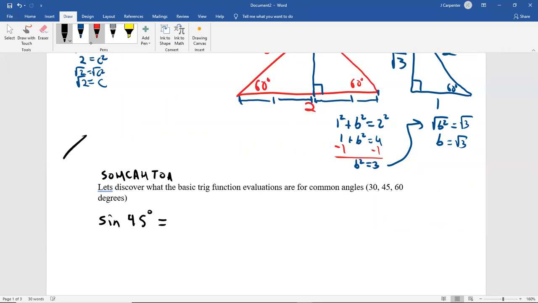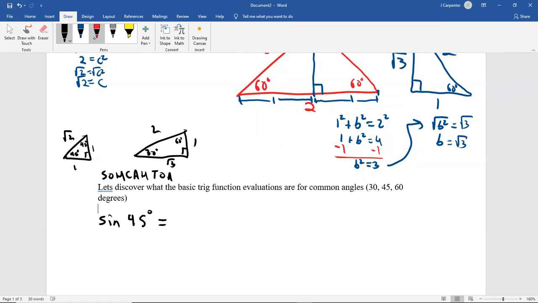Remember, we have the 1, 1, square root of 2 triangle for the 45, 45, 90, and then we have the 1, 2, square root of 3 triangle for the 30, 60, 90 triangle. Remember, 1 is opposite the 30. That's critical. 2 is the hypotenuse there. 2 is the hypotenuse for both of these, but one of them is a radical, one of them is not.